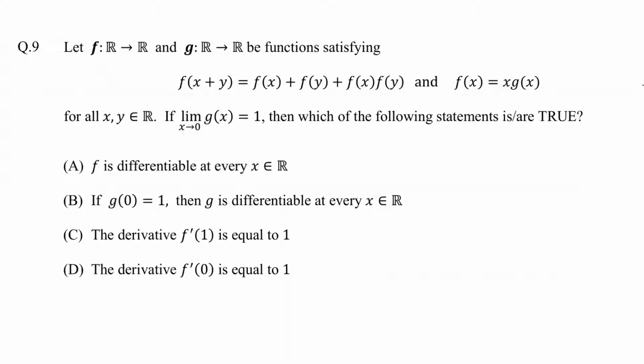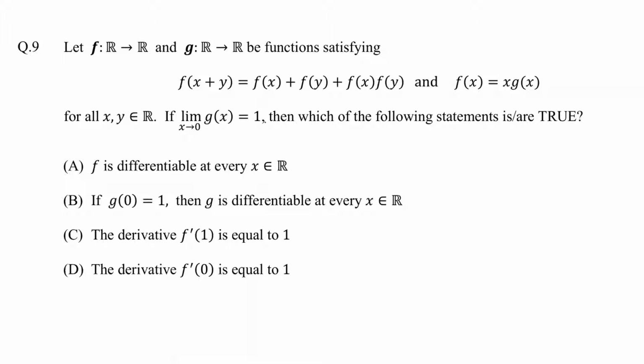Okay, so this question is actually based on functional equations where they have given f(x+y) = f(x) + f(y) + f(x)f(y). The second relation that they have given is f(x) = x g(x). And the third one that they have given is limit x tends to 0, g(x) = 1. And then which of the following statements are true?